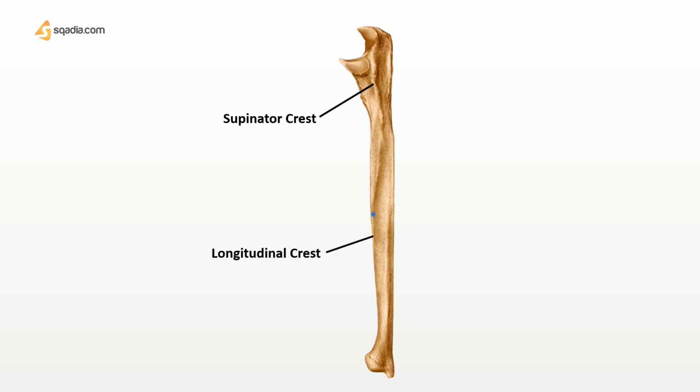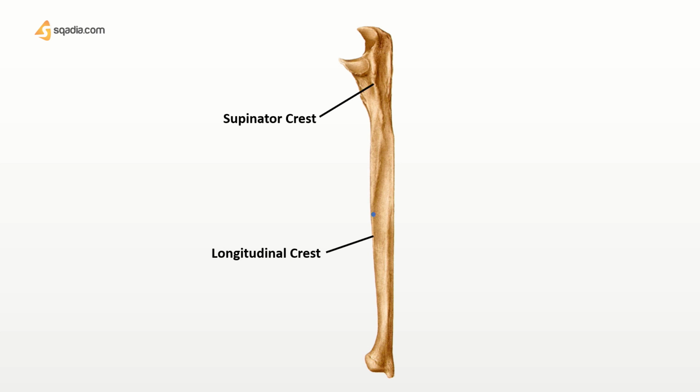The longitudinal crest. The longitudinal crest divides the posterior surface into two portions: a posterolateral face, which can be a side facing towards the screen, and the anterolateral face, which is facing opposite to it.